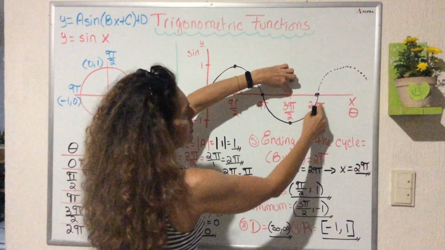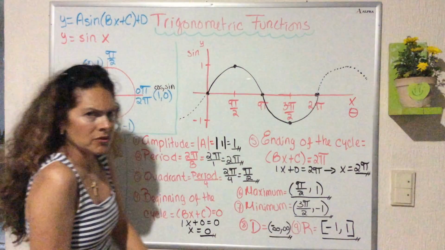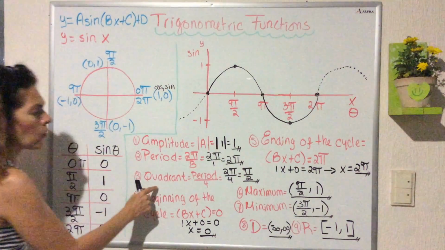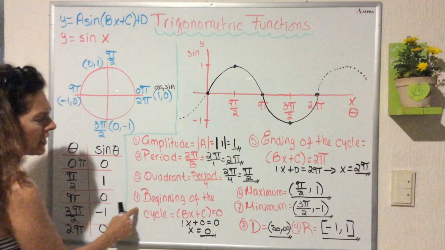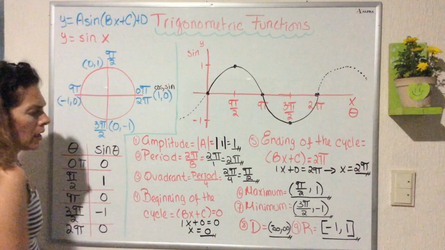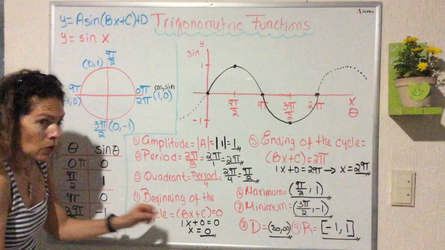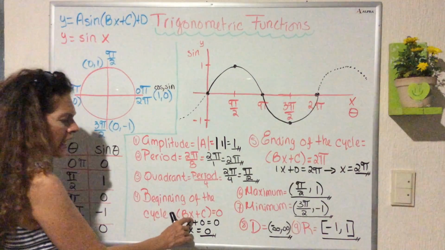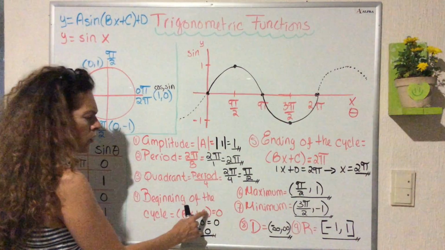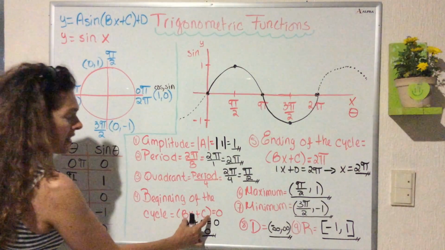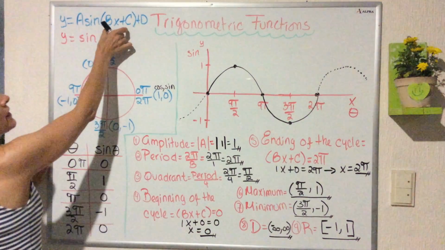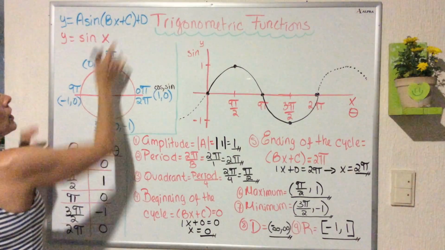And from this one to the last one, again pi halves, okay? This is the size of the quadrant. Then the beginning of the cycle, we are going to get it with this other little formula, bx plus c equals 0. You don't have to learn this by heart, but it's important for you to identify that this part is exactly this part of the function, okay?